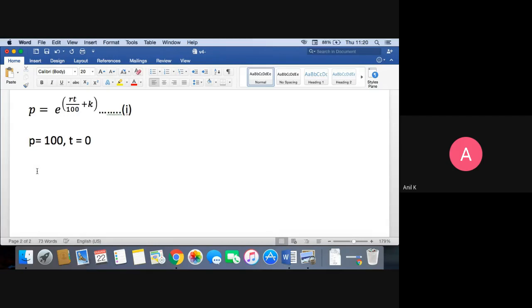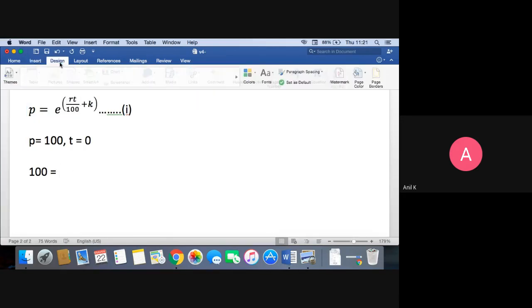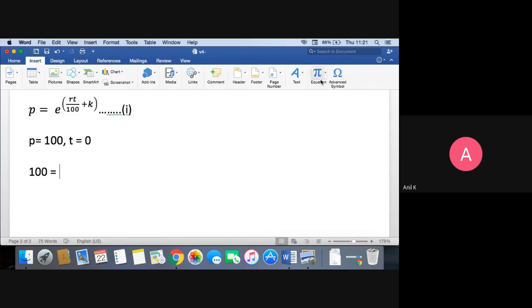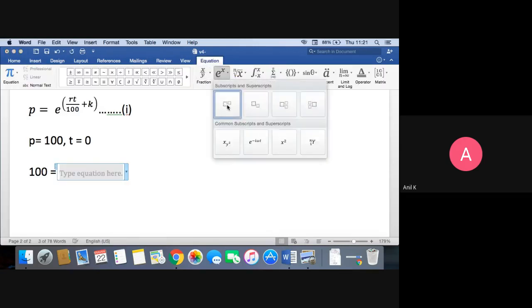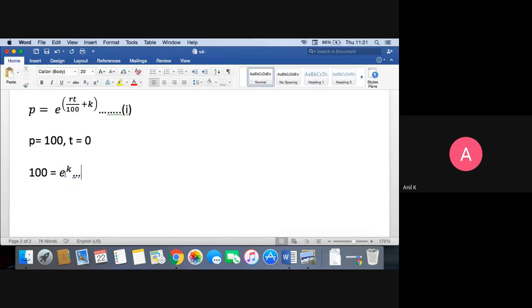So if I substitute here, I'll get 100 equals, when I substitute t equals 0, r into 0 is 0, and 0 upon 100 is again 0. So I am just left with e to the power of k. After substituting t equals 0 in the RHS, you are left with e to the power of k. We call this equation number 2.